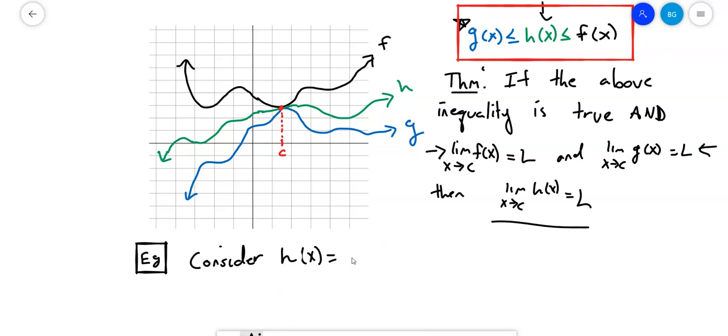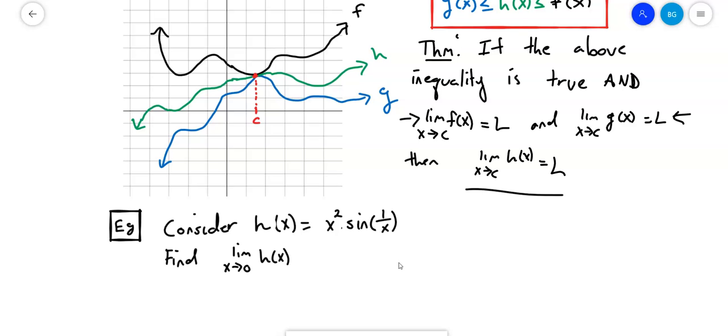H of x equals 1 over x squared times the sine. I messed this up. I got things switched around. It's x squared times the sine of 1 over x is actually what I want. And we're going to take the limit, so we're going to find the limit as x goes towards 0 of h of x. So that's what we want to do.